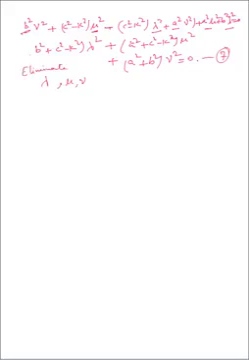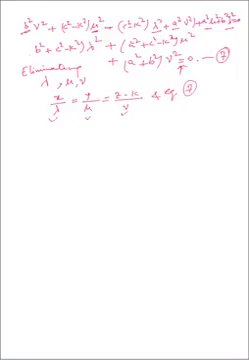So eliminating lambda, mu, nu from equation 4, that is the line equation x upon lambda is equal to y upon mu is equal to z minus k upon nu, and equation 7, this equation. So in place of lambda, mu, nu we will put x, y and z minus k.